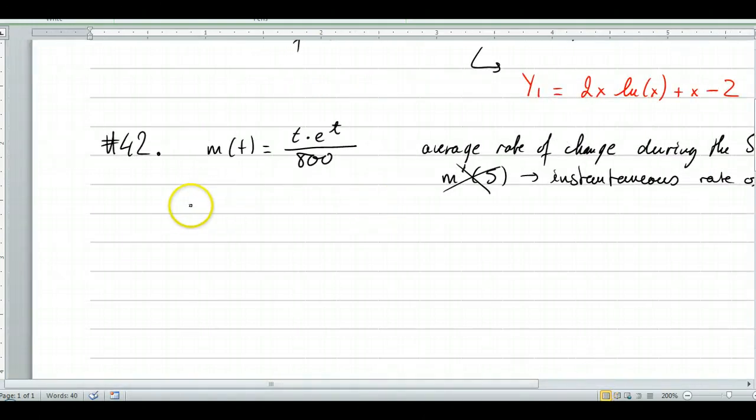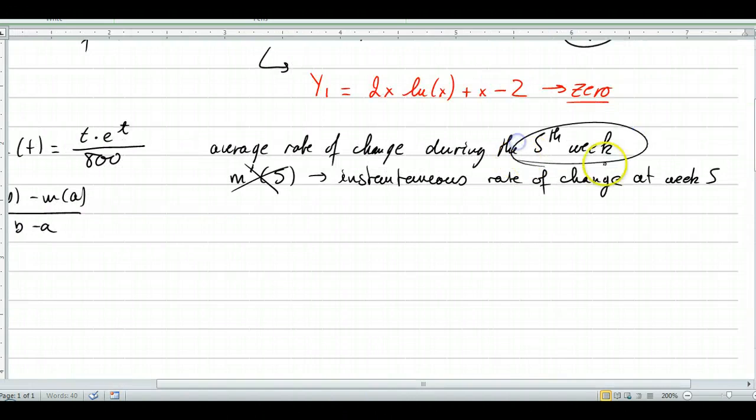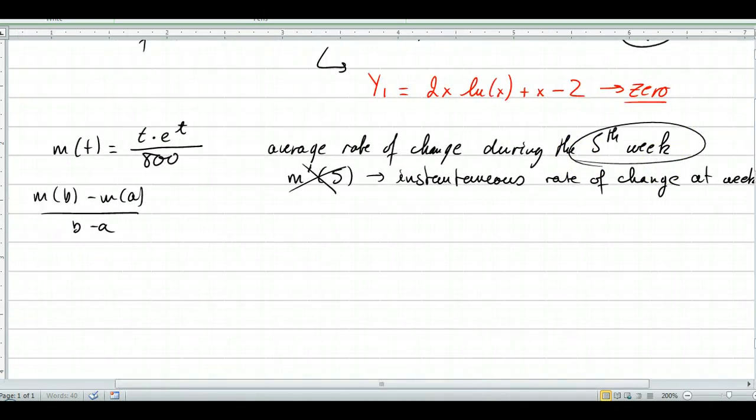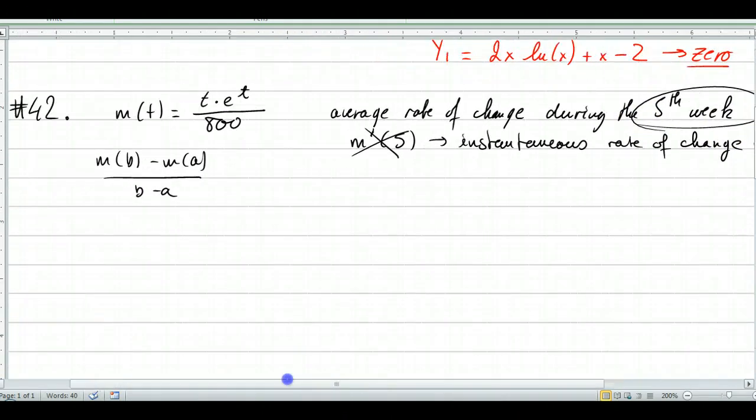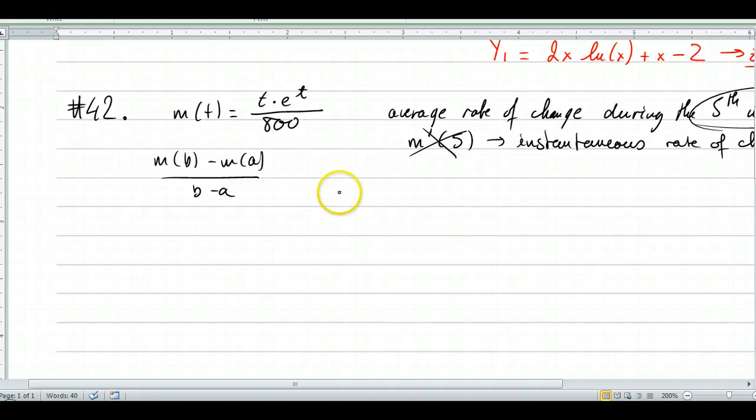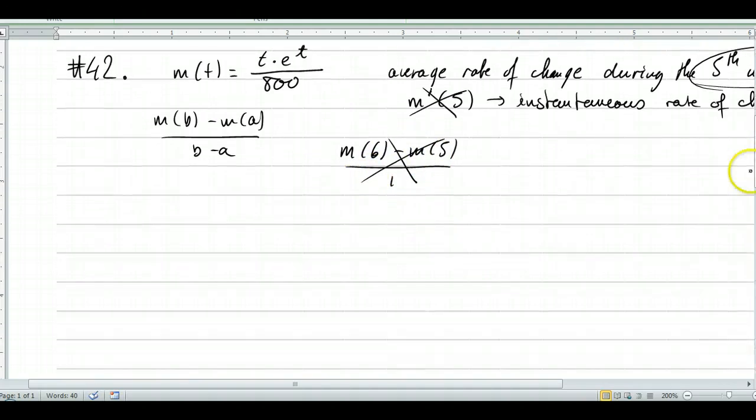An average rate of change is like m of b minus m of a over b minus a. And the question is, how are you going to measure that during the 5th week? This is why I would have gotten that wrong. What I did was m of 6 minus m of 5 over 6 minus 5, which is 1, and that is not the right answer.